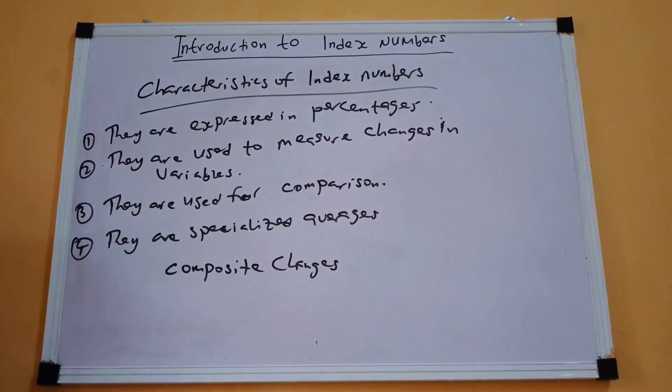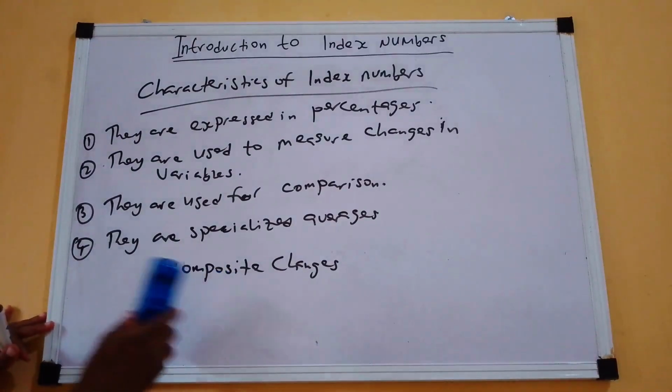So when index numbers are calculated, that's why you see each calculation is multiplied by 100. They are expressed in percentages. So when they are expressed in percentages, they are very easy to explain and very easy to interpret. So these are the characteristics of index numbers. We are looking at part one of it today, the introductory part. As we progress, we will come up with part two, where we shall be looking at various calculations.